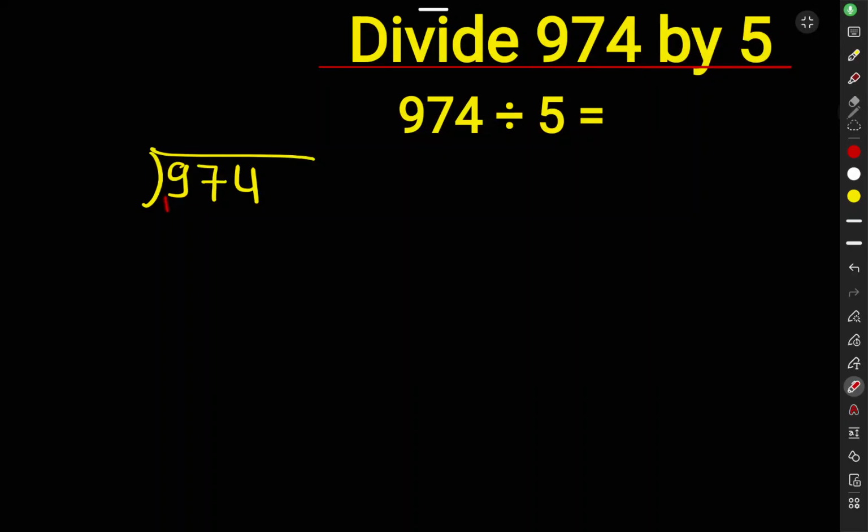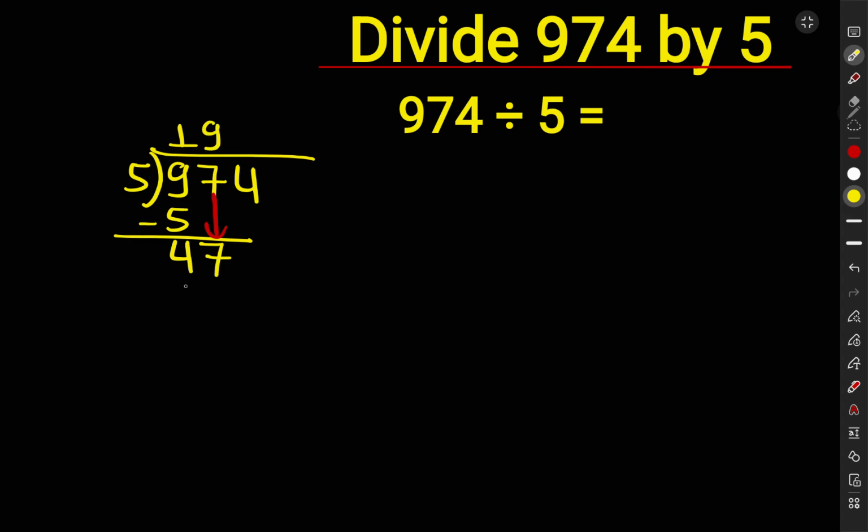We divide 974 by 5 in long division method. 5 times 1 is 5. On subtracting we get 4. So now we put down this 7 and it is 47.